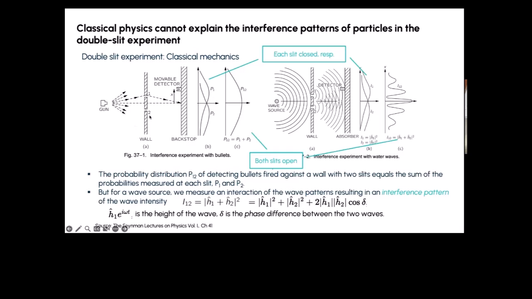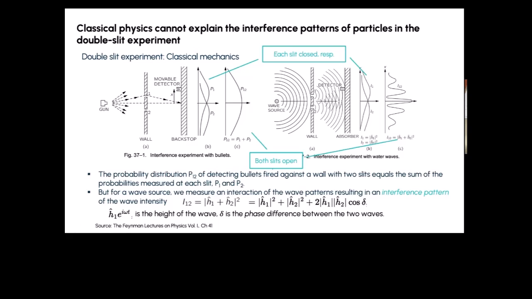Now, if you open both slits and you have these bullets, then you will get just an addition of the two patterns, right? This is called the probability distribution of detecting bullets P12 fired against the wall with two slits, which equals the sum of the probabilities measured in each slit, just the sum of the two distributions.